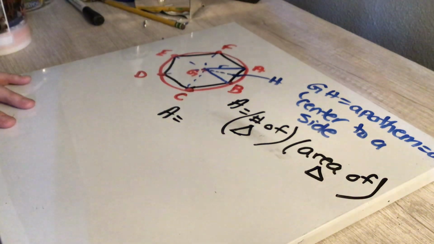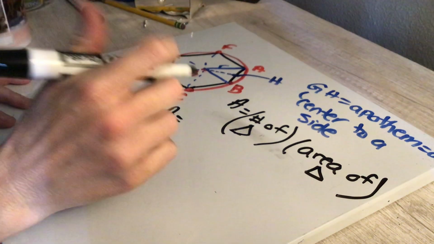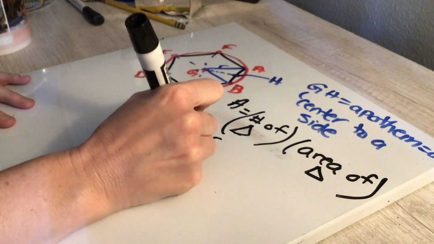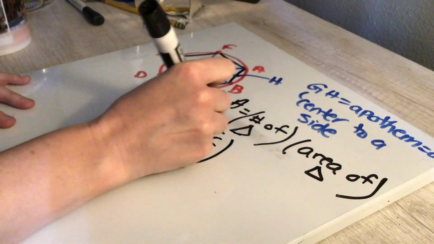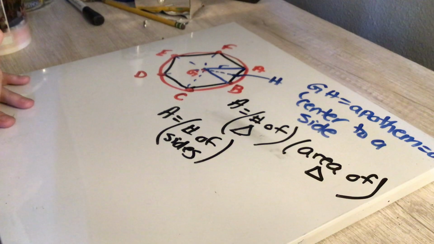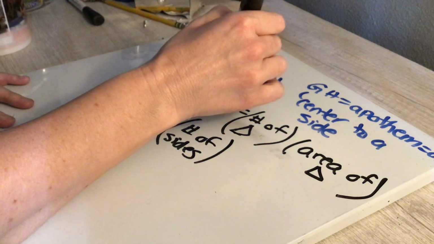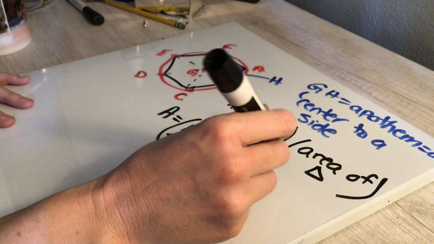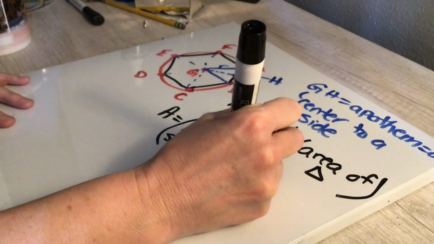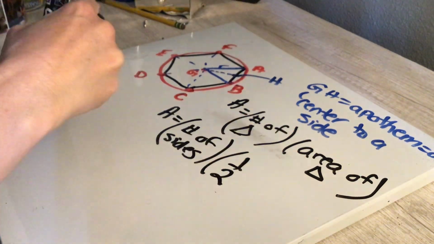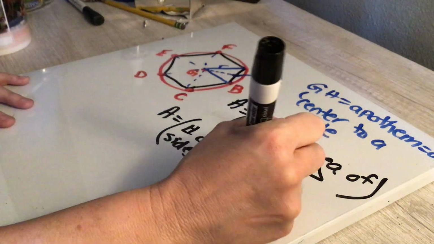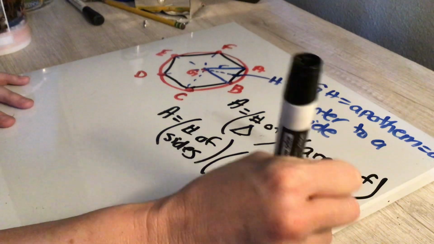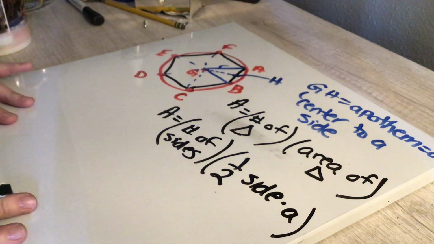Then we know that the number of sides is the same as the number of triangles, because we're going to draw one triangle for each side. Then the area of a triangle is 1/2 base. So the base happens to be the side. So 1/2 times the side times the apothem, because the apothem is the height.